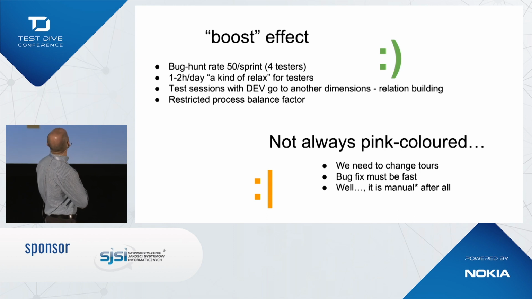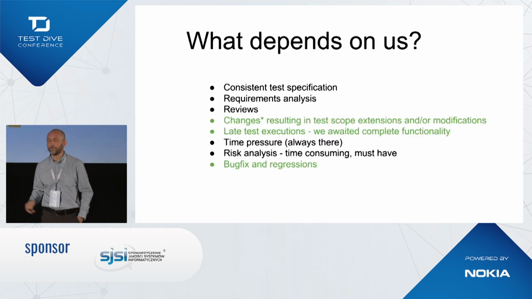I'm still not satisfied with this 50. Okay, and this is manual, not all of them. Testers like it and are aiming at it. So, what depended on us? It was before in red, now it's in green. So it's again the same slide, you remember that.